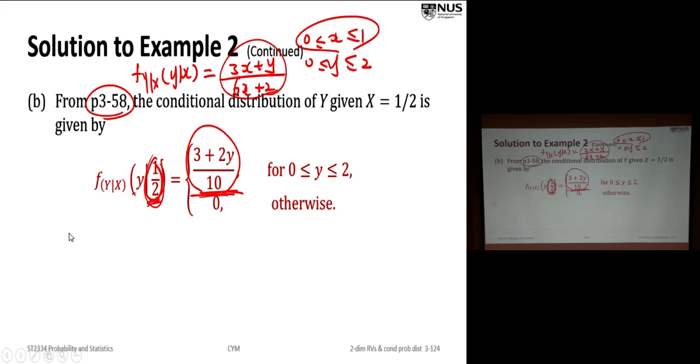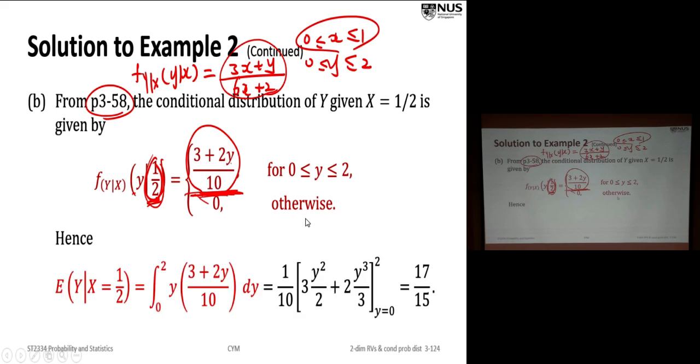So I work out how the random variable y behaves. The density function depends on the value of y through this function, so long as y is between 0 and 2. So the expectation of y, given x equal to 1/2, you just integrate y multiplied by the PDF. So the answer is 17 over 15. All right?